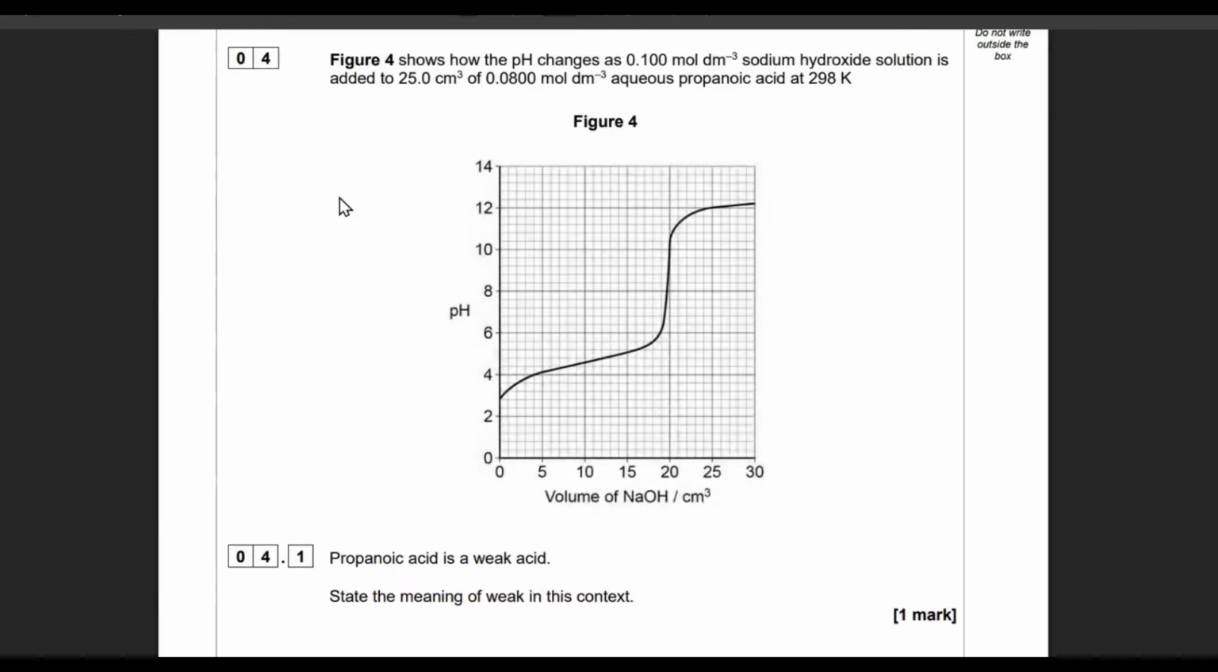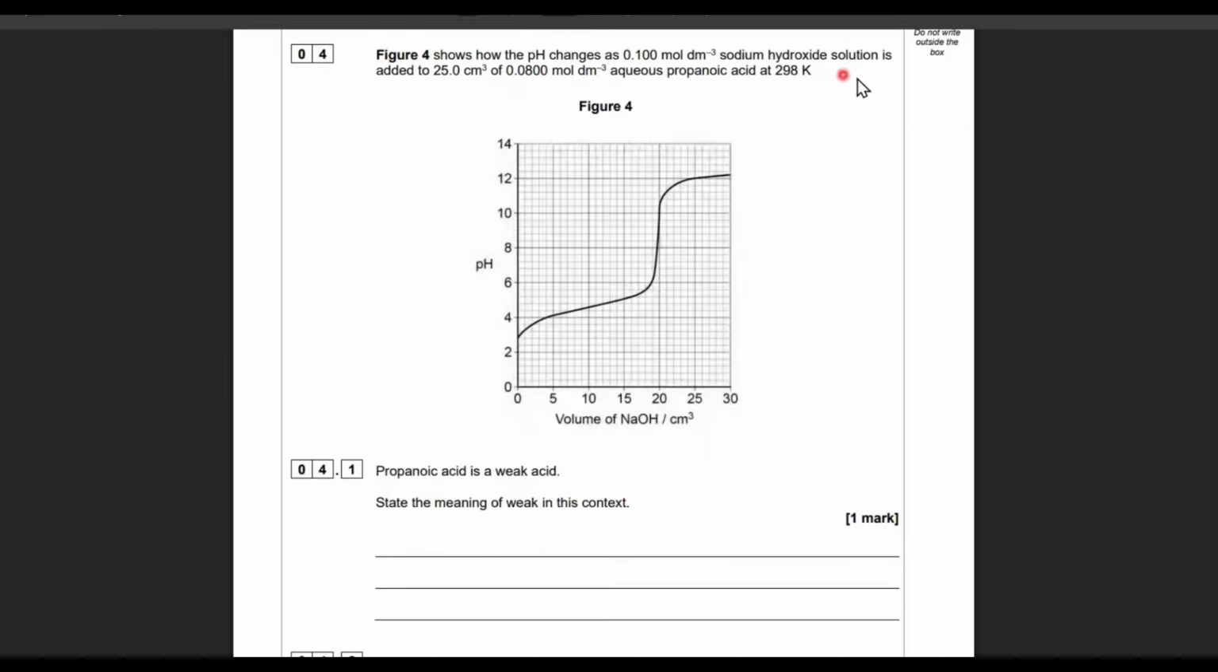Okay, going through an A-level acid and base chemistry question walkthrough. Don't forget to pause the video at the start of each question, have a go, and then unpause and watch the explanation. Figure 4 shows how the pH changes at 0.1 mole per decimeter cubed sodium hydroxide solution is added to 25 centimeter cubed of 0.08 mole per decimeter cubed aqueous propanoic acid. State the meaning of weak in the context of propanoic acid being a weak acid.